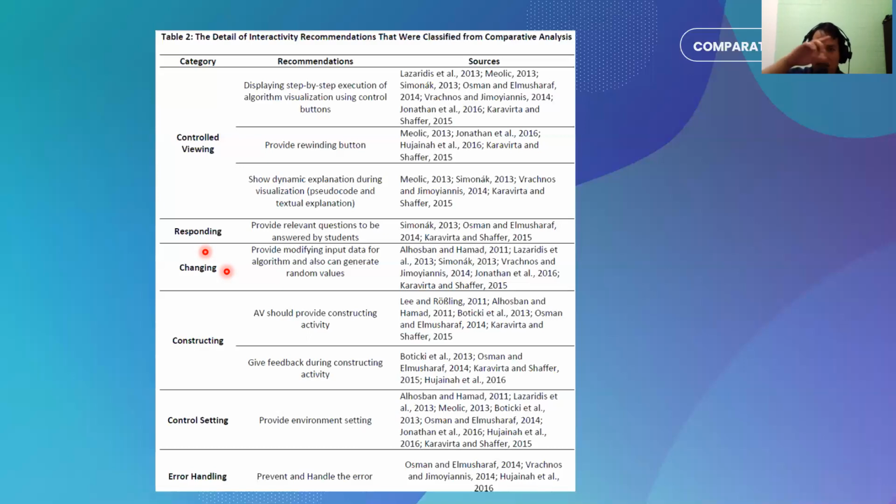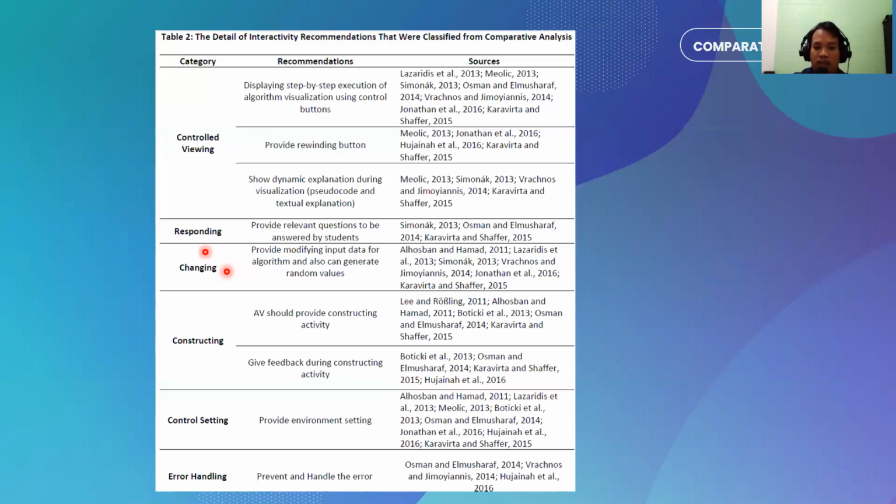So when you insert an alphabet character into the system, it will tell you, please only insert numbers. This is one of the ways of error handling.